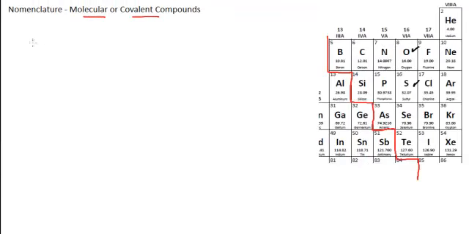All right, let's do a few more, some that you're familiar with. CO2. C is carbon, O is oxygen, so it's going to be oxide. There are 2 of them. This is carbon dioxide.